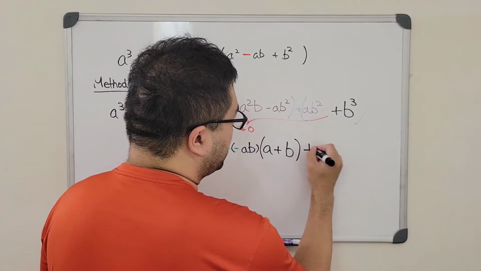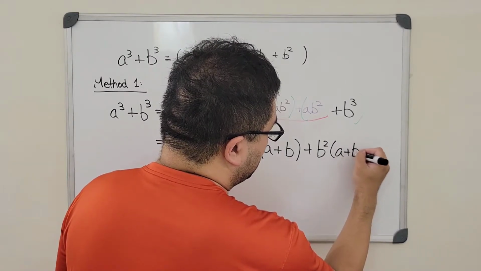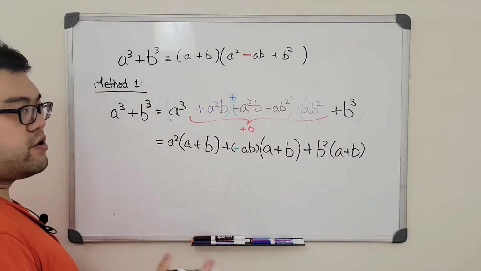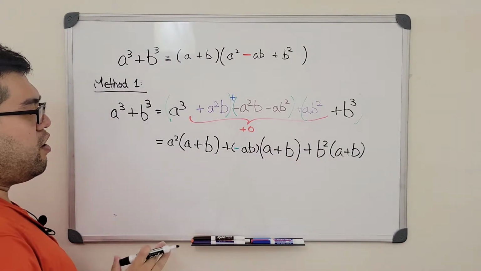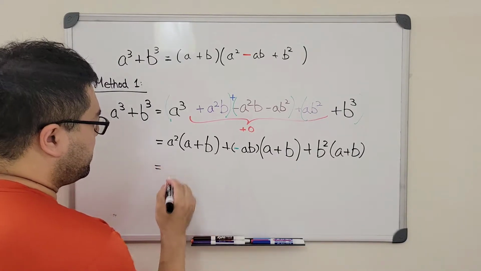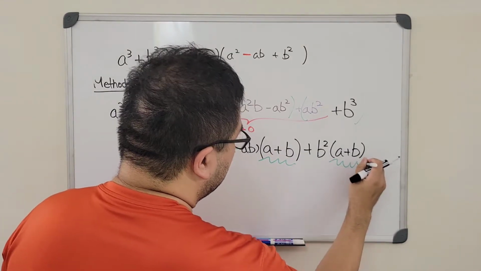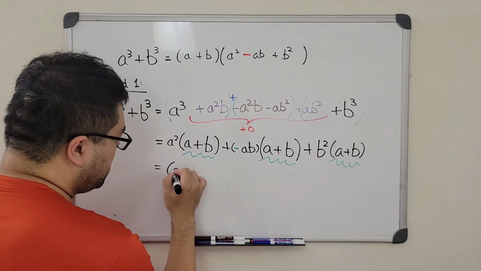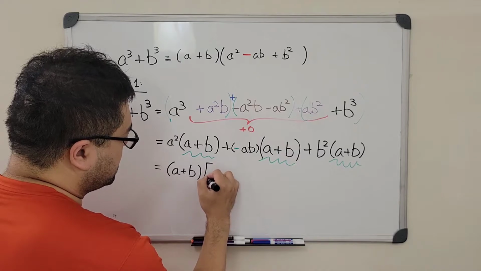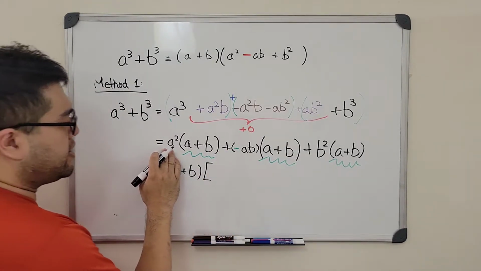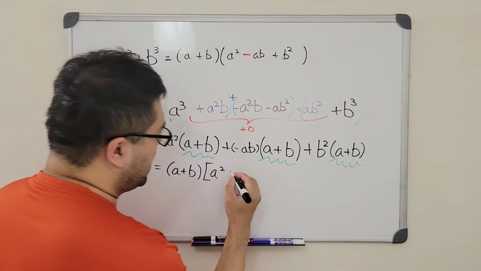Last but not least, we can factor out b squared on the last parentheses to give us b squared times the quantity a plus b as well. Great. So now we have 3 terms and they all have the common factor a plus b. So now we can actually factor out the a plus b and then collect everything else in the other bracket. So here we will end up with just a squared. Here we have plus negative ab.